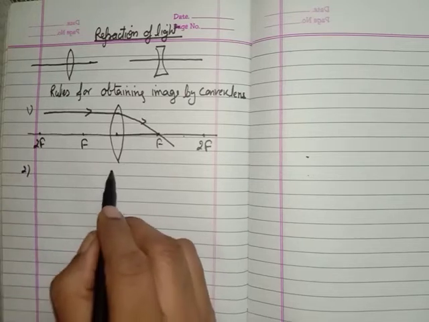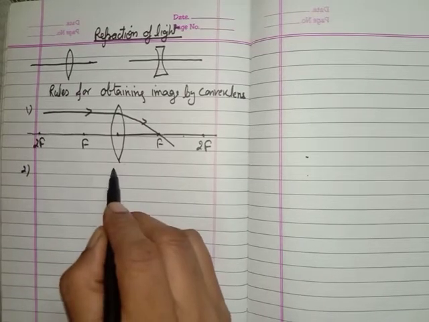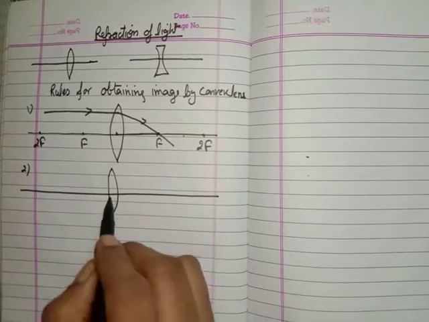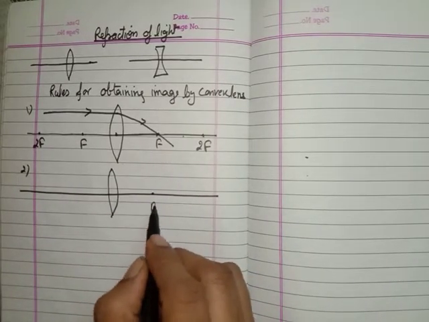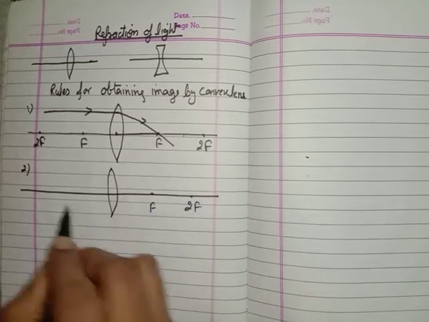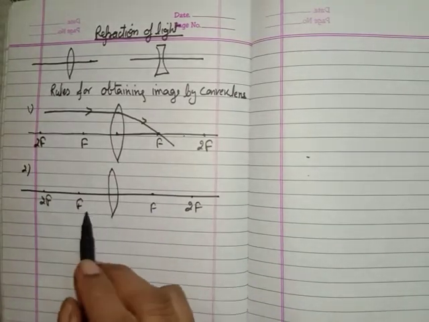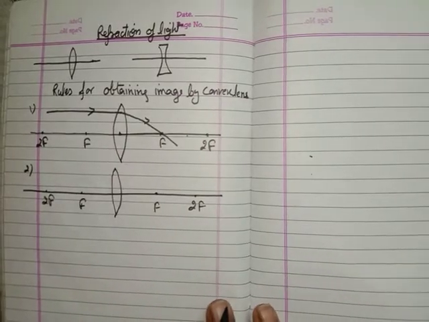And what is the second rule about it? This is the lens. Again, the lens should be thin, and you can use the scale for preparing the images. This is f and this is 2f. I think you should prepare the image by using the compass, by using the scale.